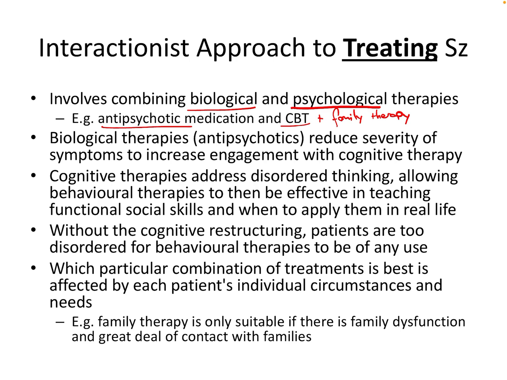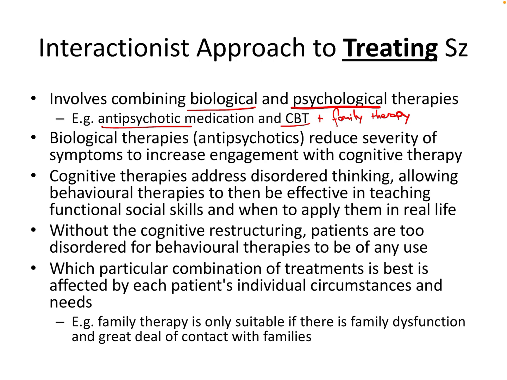It's very common to use an interactionist approach, particularly in the UK. In the US, there seems to be a bit of a conflict between biological therapies and psychological therapies. So over in the US, they tend to favour one or the other, whereas in the UK, it's very, very common for schizophrenic patients to be receiving both antipsychotics and some form of psychotherapy.